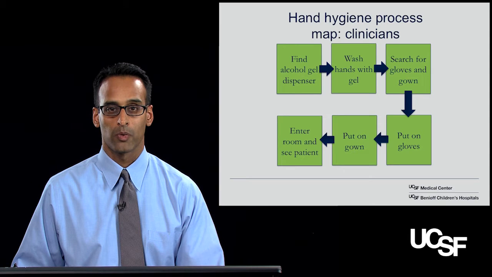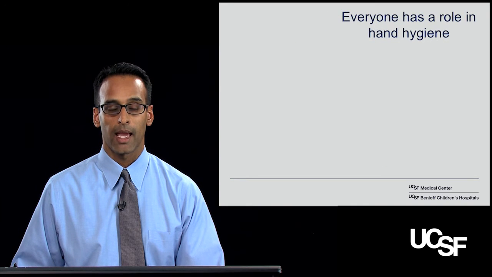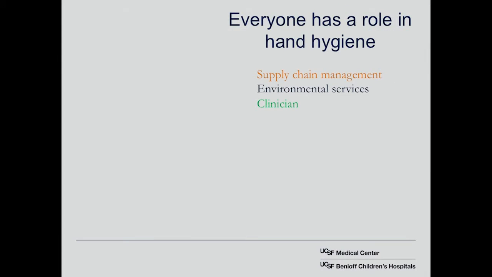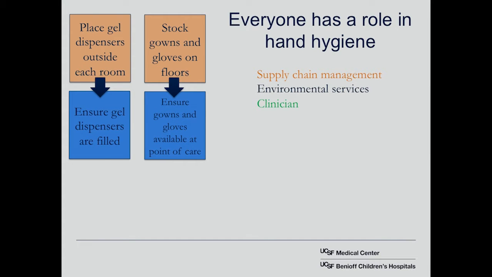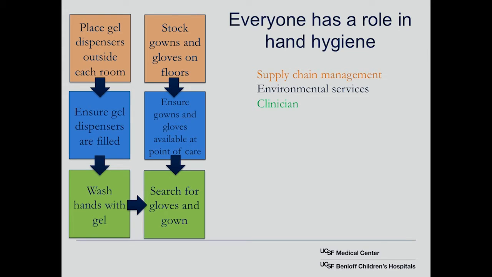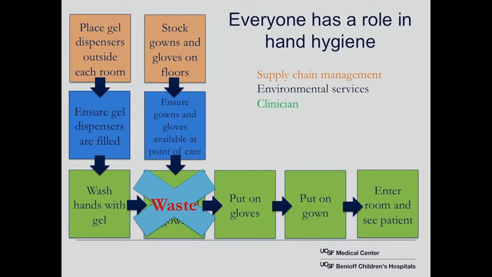But it's also important to realize that the clinician's perspective is only one perspective that's important when constructing a process map. If we look at everybody who's involved in ensuring appropriate hand hygiene, we see that supply chain management and environmental services play a role that is equally as important as the clinician in ensuring that we are protecting our patients from healthcare-associated infections. By ensuring that gowns and gloves are available at the point of care, we can eliminate wasted steps, simplify the process, and make it easier for the process to flow most naturally.